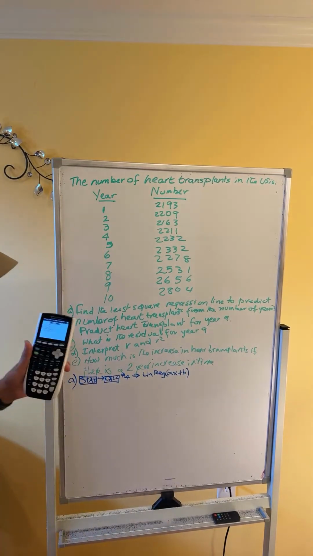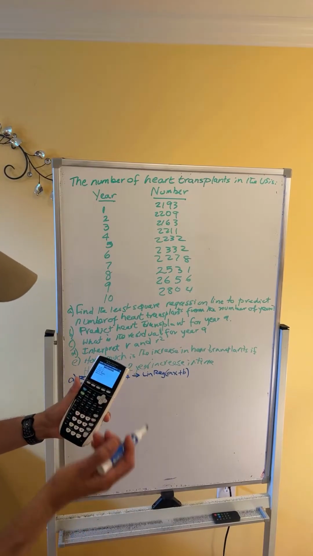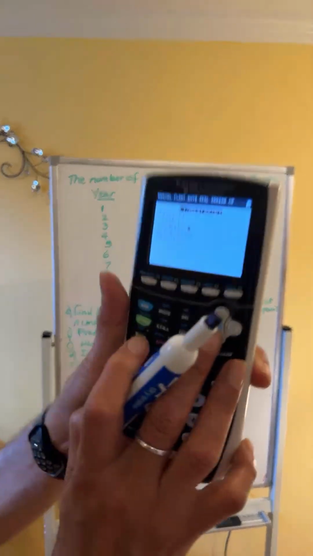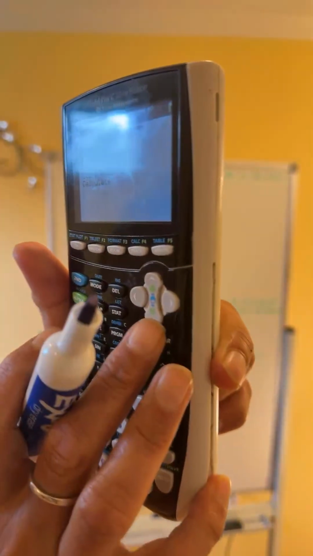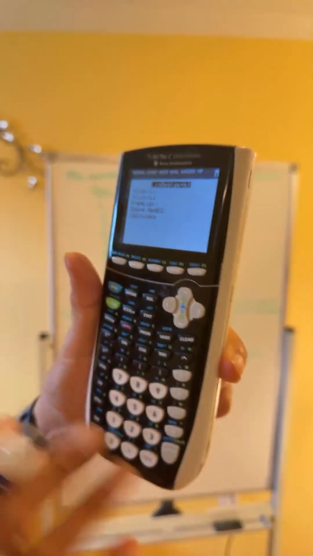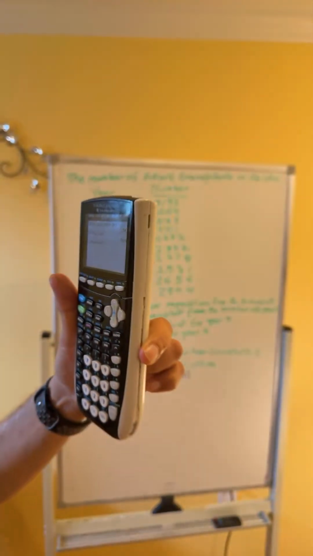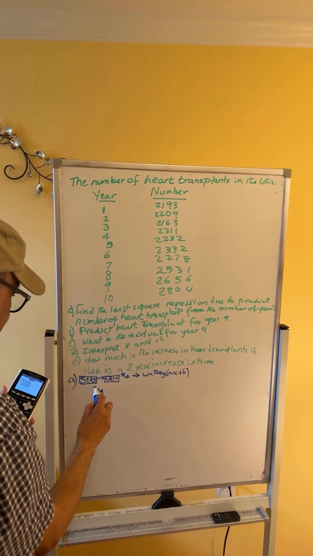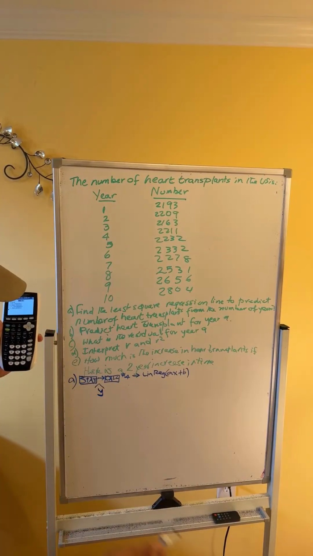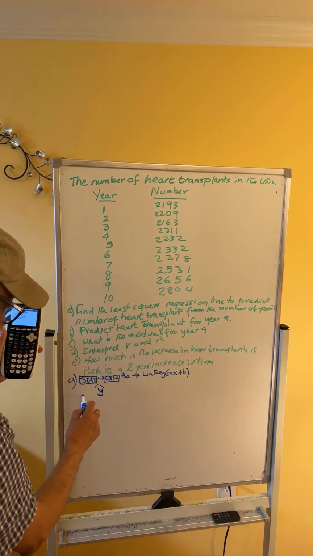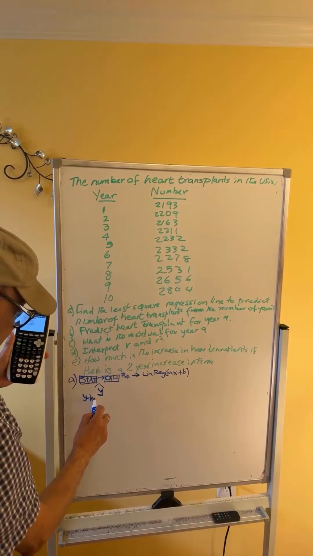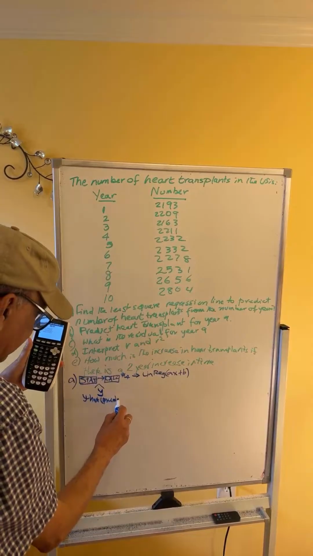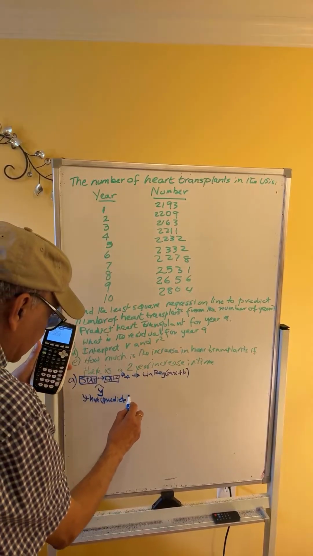My X list is L1, already I have done it. Y list is L2. I go all the way down to Calculate, using the down cursor key, and hit enter. So my least square regression line is given by y hat, although the calculator just gives y. This is called y hat because this is predicted y, the value that is forecasted from the given x values.